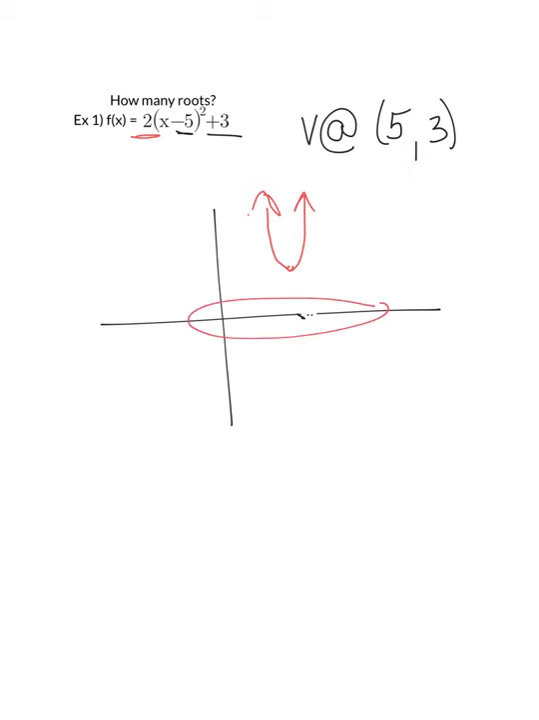There's no way that it's going to be able to cross the x-axis all the way down here. So this question, without even using the discriminant, I can just look and see that there are no roots. When I look at this example, we'll just call this example 2.